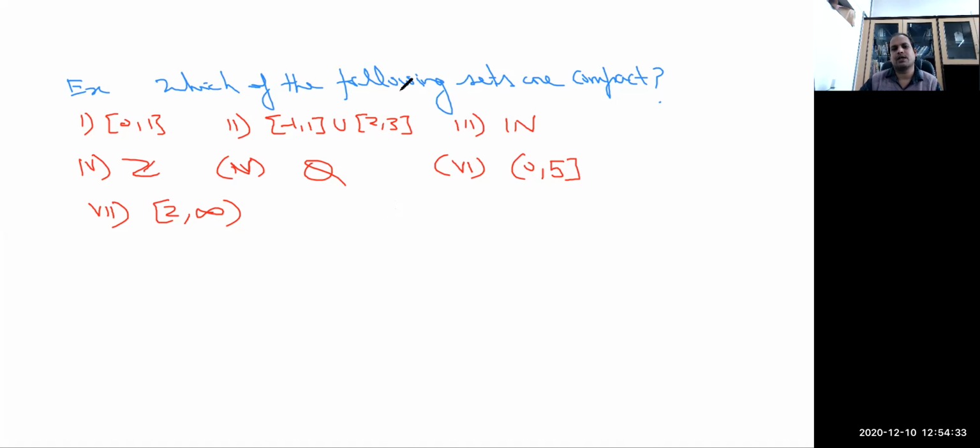So we need to check whether these given sets are compact or not. So clearly this set is closed and bounded. So from Heine-Borel theorem, this is going to be compact. Closed and bounded, hence compact. So the answer is yes. What about this one? Again, this one is a compact set.